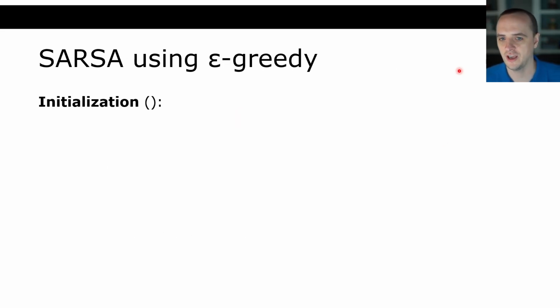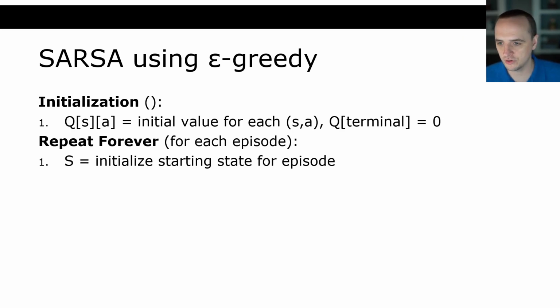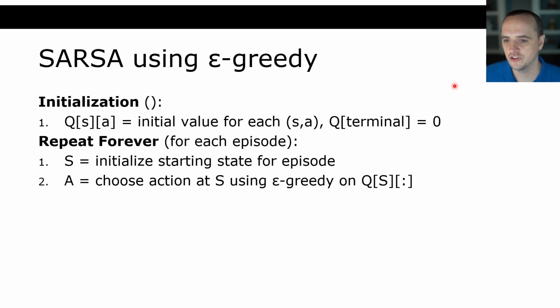So SARSA using epsilon greedy is almost the same as we had before. We're going to have initial values for each of our state action pairs, and we just have Q terminal equal to 0. So if we're at a terminal state, that value is going to be 0. Then we repeat for each episode, and this is the pseudocode for implementing SARSA. S is going to be the initial starting state for the episode. We have to start somewhere. A is choosing an action at state S, which is epsilon greedy on all the actions for the given state. Okay, so we use epsilon greedy to select an action at state S.